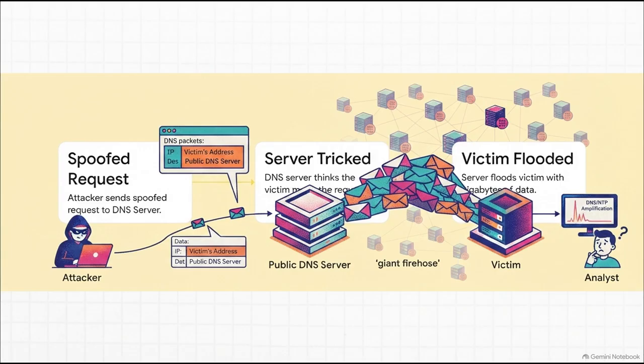They literally turn these innocent servers into a giant fire hose aimed directly at the victim. As an analyst, when you see a sudden, massive influx of DNS or NTP traffic hitting your edge, you aren't looking at a direct attack. You are looking at the fatal consequences of IP spoofing amplification.